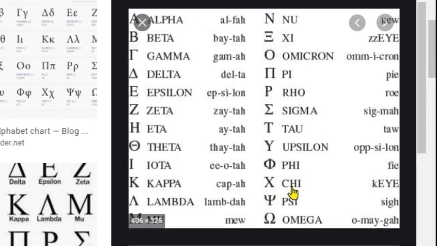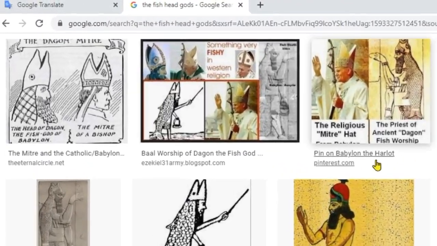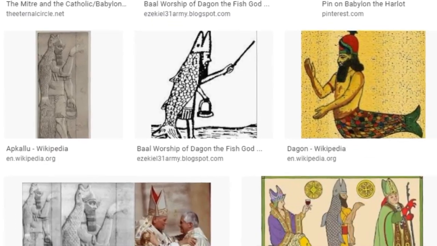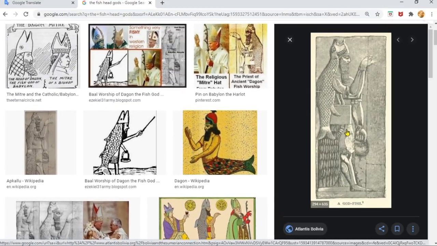So these are the letters. Chi is your X, and Rho is your R. The Chi Rho, the RX. So the Catholic Church will have you believe that means Christ. That's X, Chi, Rho, the first two letters of Christ. But it's been around since the beginning of writing. The fish head gods have been ruling under the Chi Rho.